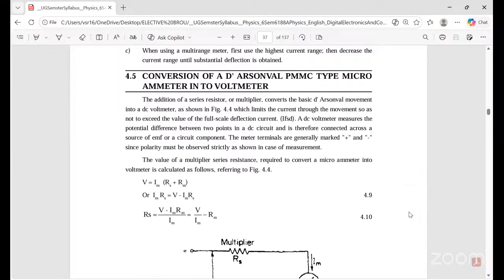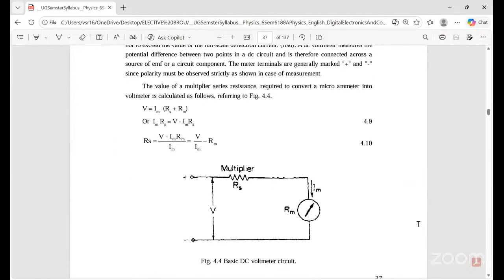A DC voltmeter measures the potential difference between two points in a DC circuit, therefore it is connected across the source of electromotive force EMF or a circuit component. The meter terminals are marked as plus or minus.